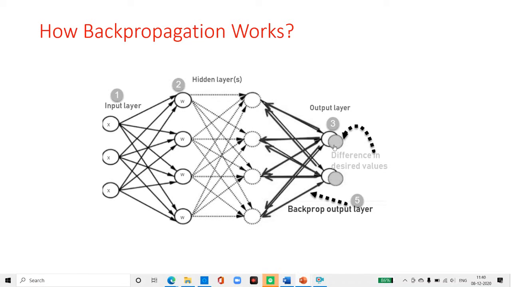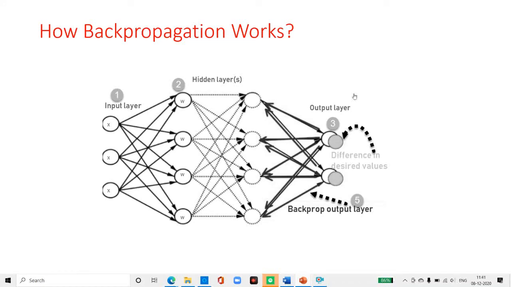If this solid circle is the actual output, and the next circle is the desired output, then if we get the difference between these two outputs, the error signal is generated. Okay, the difference from the desired value.